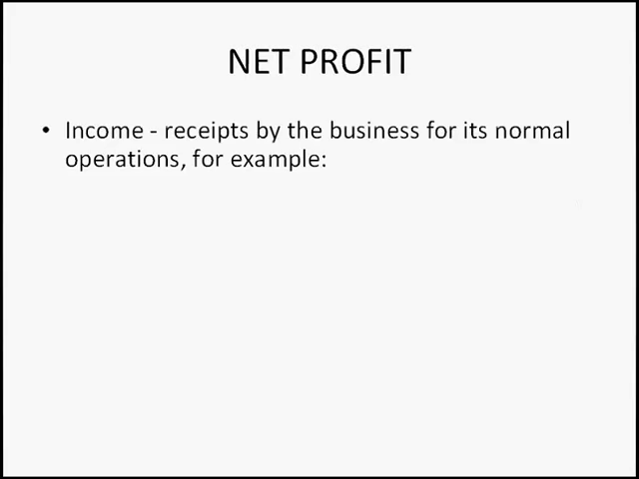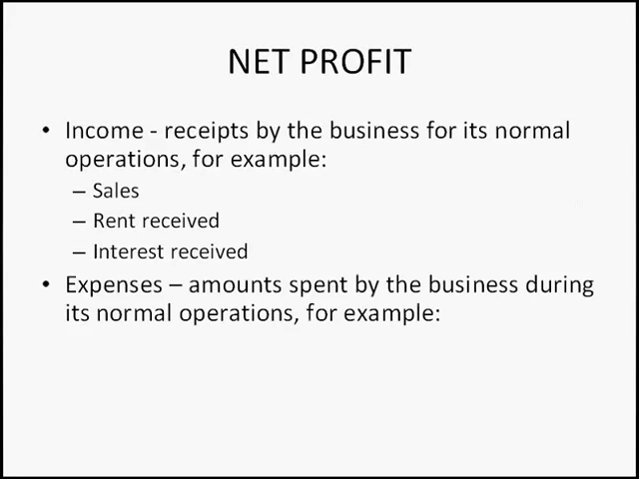So net profit, we said, is income minus expenses. In terms of income, income is regarded as receipts by the business for its normal operations. Examples of this would be sales, rent that you receive, possibly on a building that you own that you rent out, maybe part of the space or office space or so on, and interest that you receive on investments that you have made.